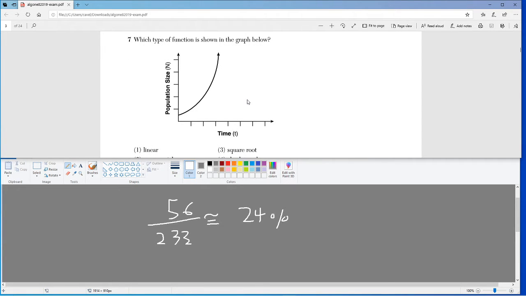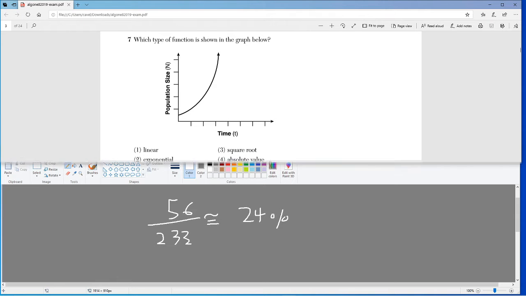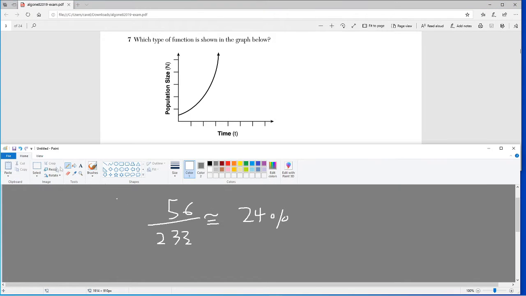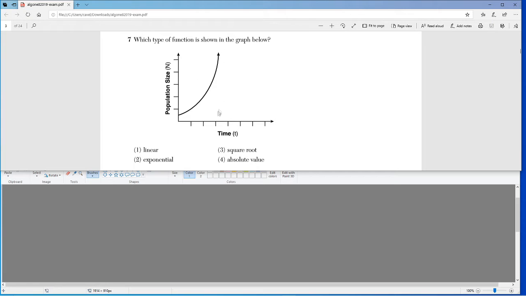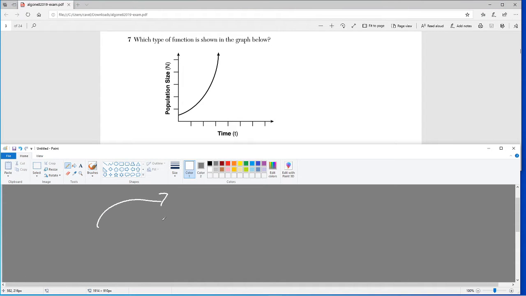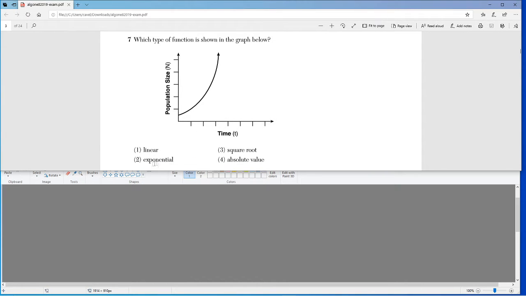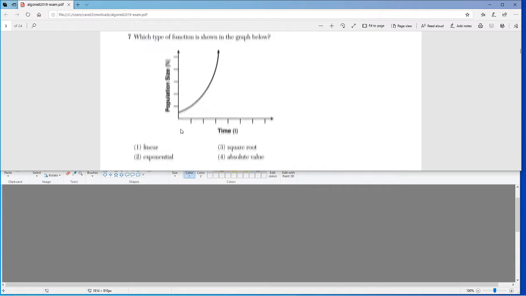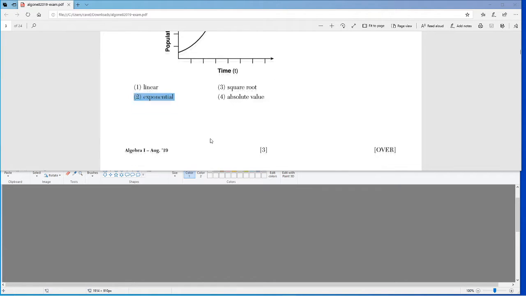Let's see. What type of function is shown in the graph below? Okay, this is not too bad. It's pretty easy. This is definitely not linear. Linear, you'd have a straight line. Square root? No, square root looks something like this. And this is definitely not absolute value, because absolute value always has some kind of V shape, so this is definitely exponential. Okay, so the answer for 7 is choice 2.